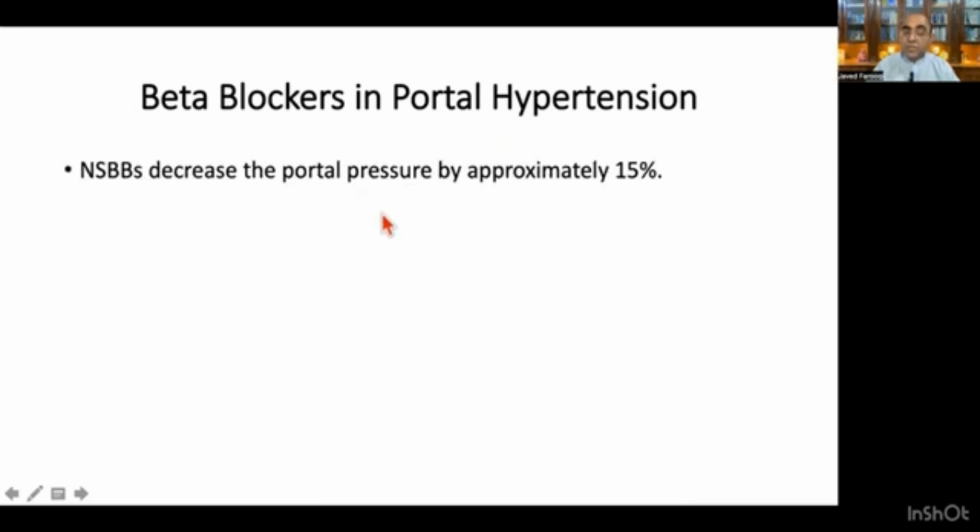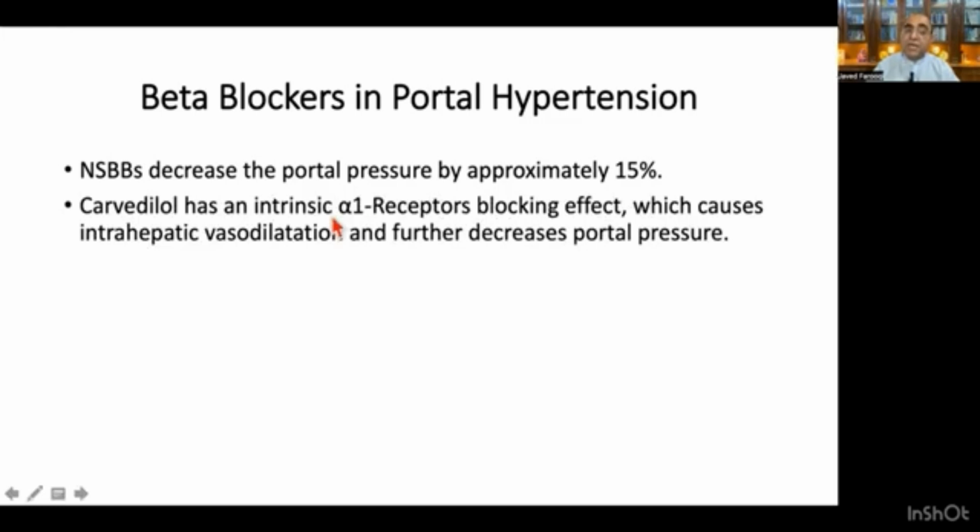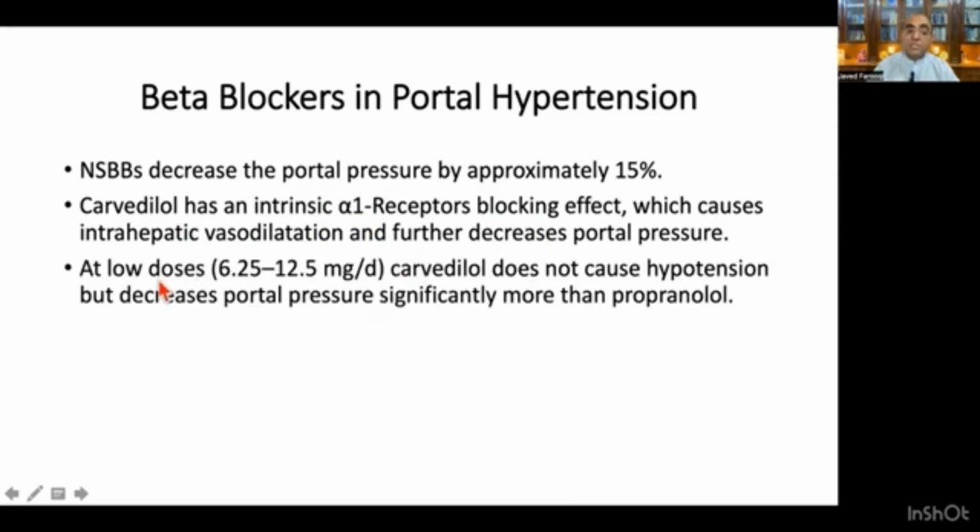So the non-selective beta blockers, either propranolol or carvedilol, decrease the portal pressure by approximately 15%, and this is because the blood volume in the portal vein is decreased. Carvedilol has an intrinsic alpha-1 receptor blocking effect, which causes intrahepatic vasodilatation and further decreases portal pressure. At low doses, and this is a good point, at low doses of carvedilol, that is 6.25 to 12.5 milligrams, it does not cause hypotension, but it decreases portal pressure significantly more than propranolol.